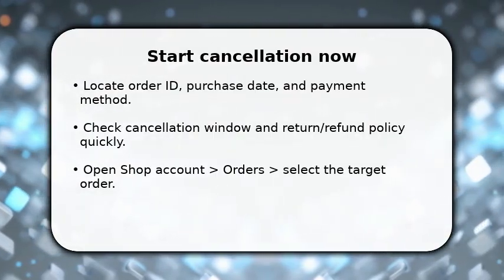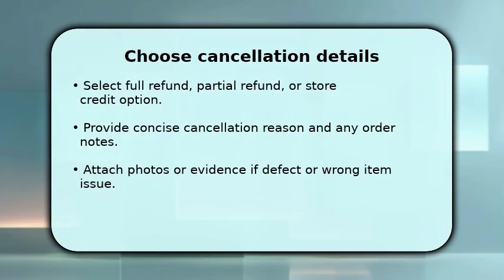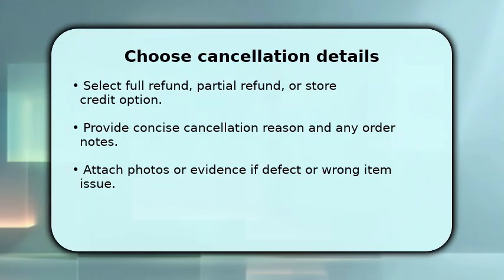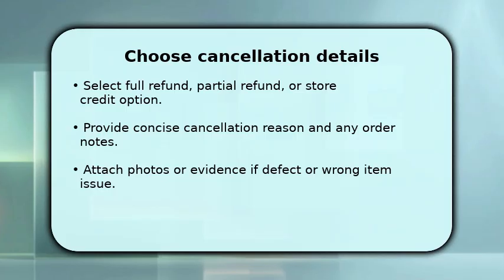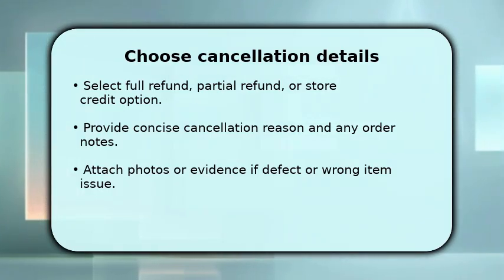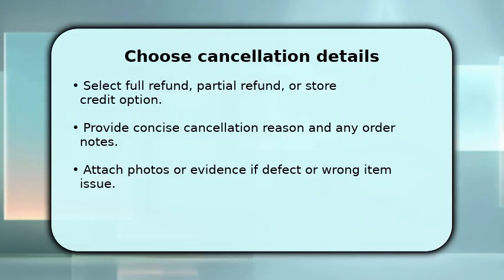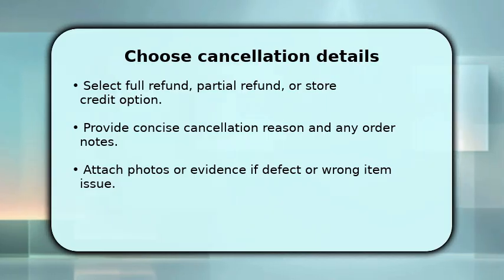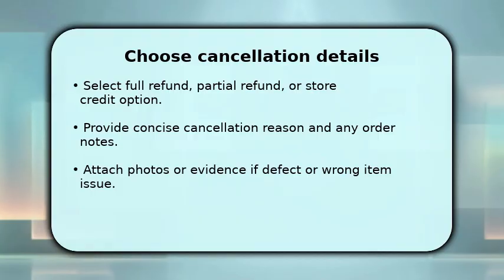Once you click Cancel, the system will ask how you want it handled: full refund, partial refund, or store credit. Choose the correct option and then enter a short, clear reason. This speeds approval. If the item is faulty or wrong, attach a photo or order evidence now, because visual proof reduces back and forth. Make sure to read any pop-up terms before confirming, since some sellers only accept cancellations within a specific time frame or charge restocking fees.